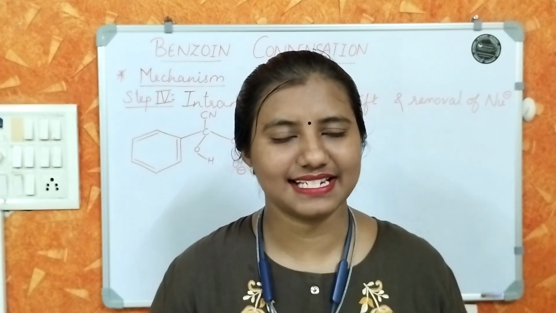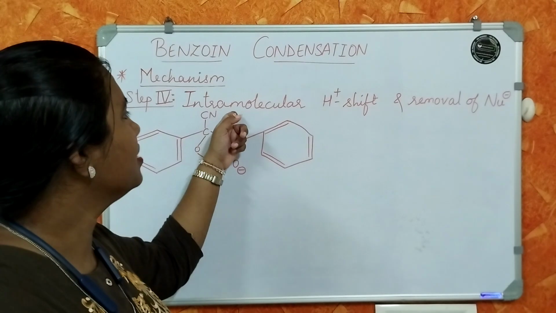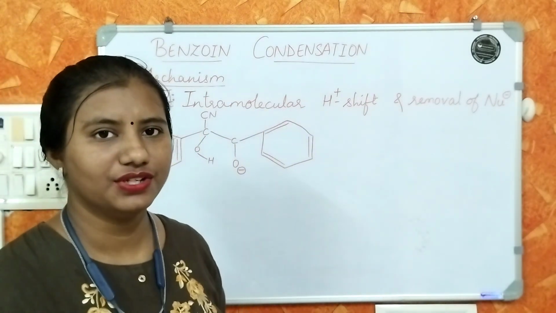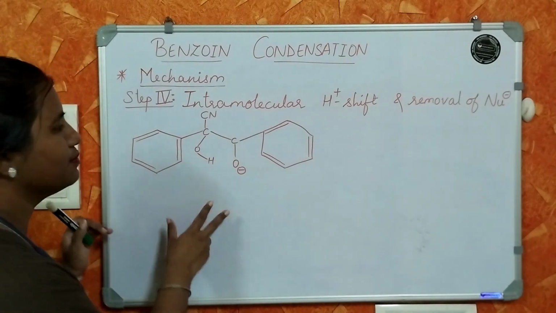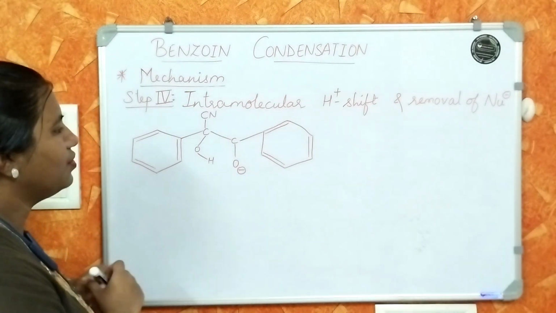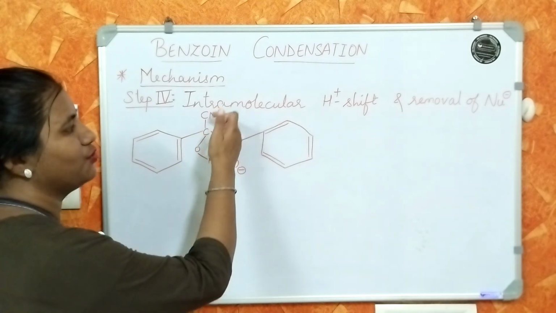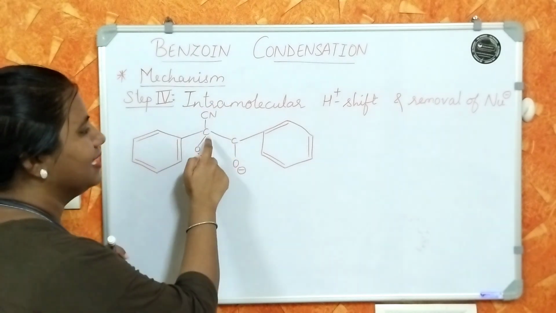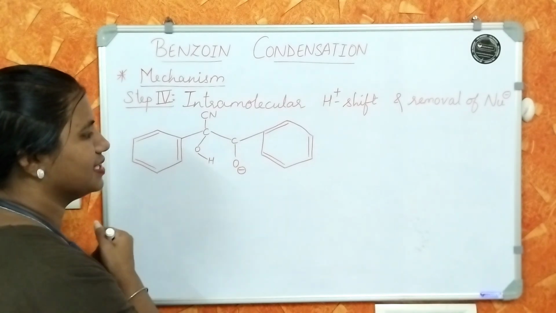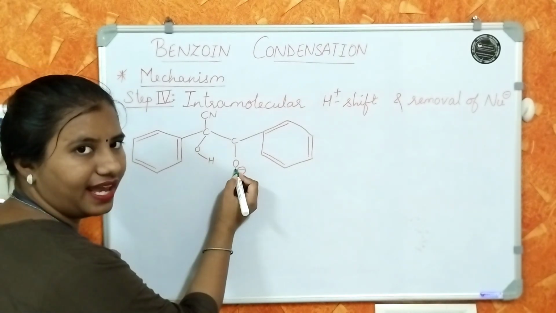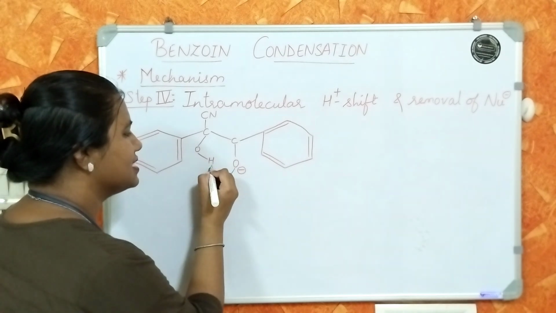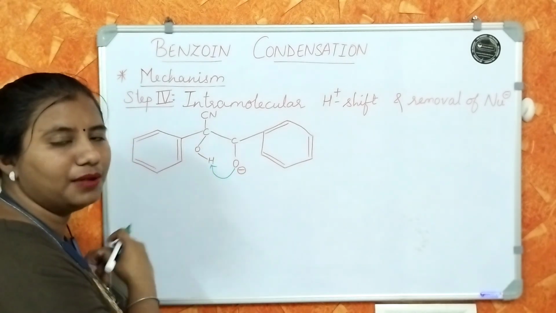Now in the last step what we have is intramolecular proton shift and removal of the nucleophile. So what we have here is this molecule that we got in the last step, that is third step. ना यहाँ पे हमने क्या किया है, CN को मैंने ऊपर लिख दिया है एंड जो OH है मैंने इसको अलग तरीके से लिखा है। What happens here is कि यहाँ पे जो ऑक्सीजन है जिसके ऊपर नेगेटिव चार्ज है, this is going to attack on this hydrogen for accepting the proton.